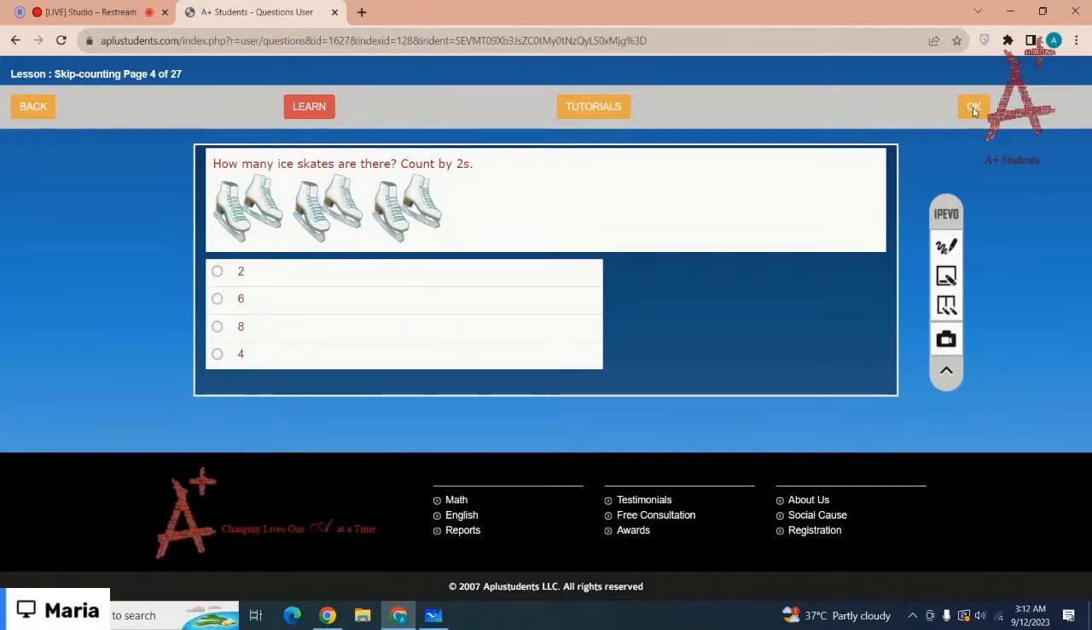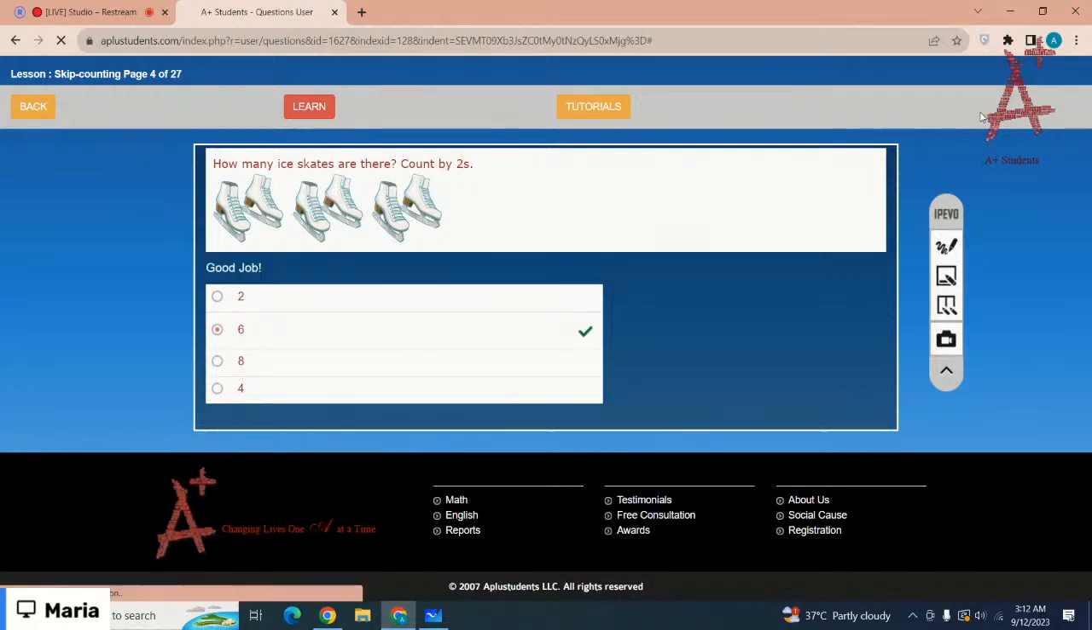Okay, how many ice skates are there? You have to count by twos. Like when you're counting by a specific number, you don't have to count the rest of the numbers. You just do 2, 4, 6. Otherwise, you have to do 1, 2, 3, 4, 5, 6. You skip the other numbers. You skip 1, you skip 3, you skip 5, right? So that is the reason you can say this is skip counting. Yes, very good. The correct option is 6.